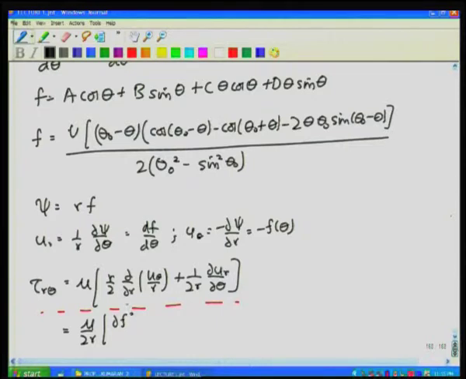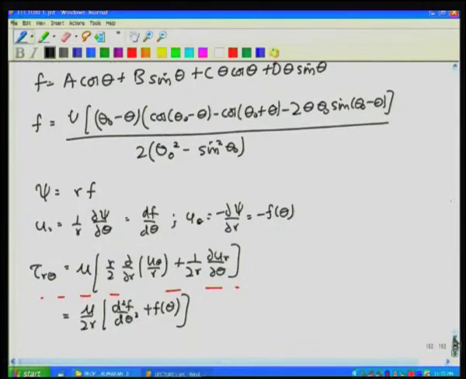f d square f by d theta square plus f of theta. So, this is the expression for the stress anywhere within the flow.